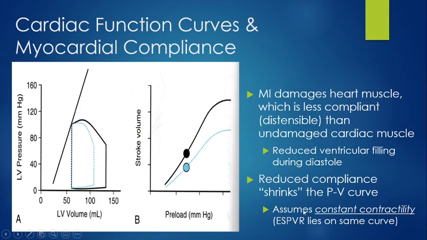And again, we're assuming constant contractility. We know that because both of these F points are the same. Therefore, they're on the same line, and so we know contractility is constant in this scenario. So this isolates what myocardial compliance does to this pressure-volume relationship. Ultimately, it decreases stroke volume due to this decrease in end diastolic filling.